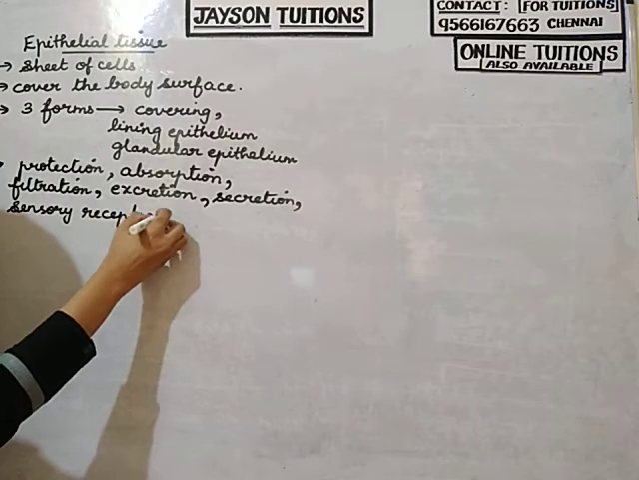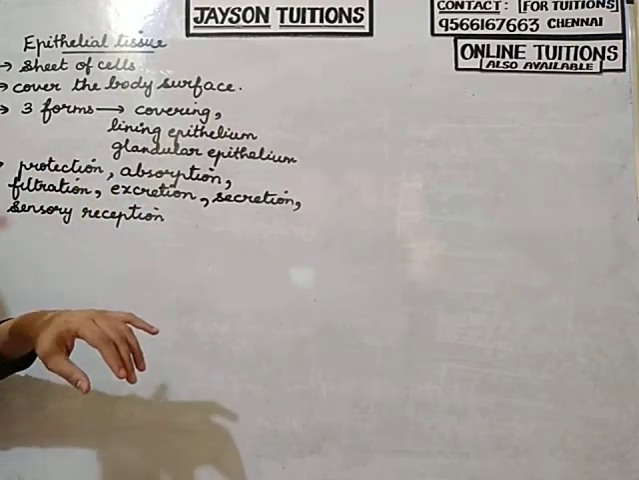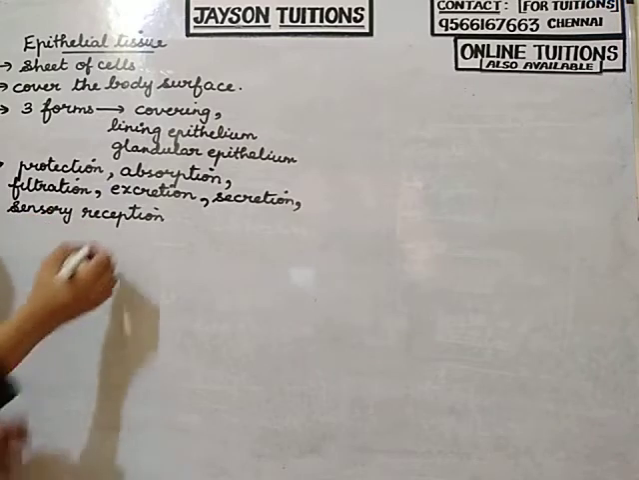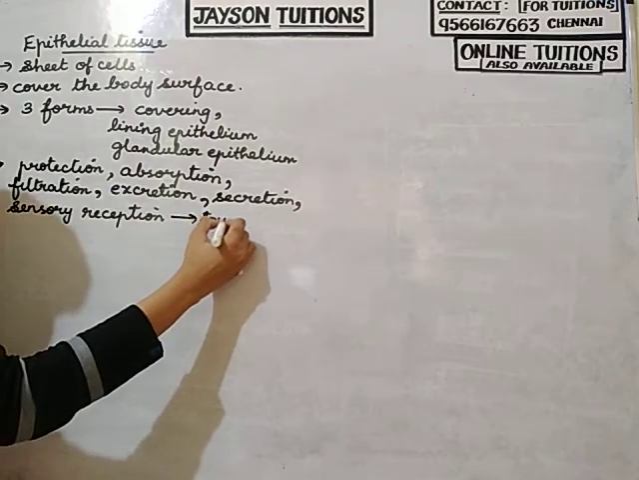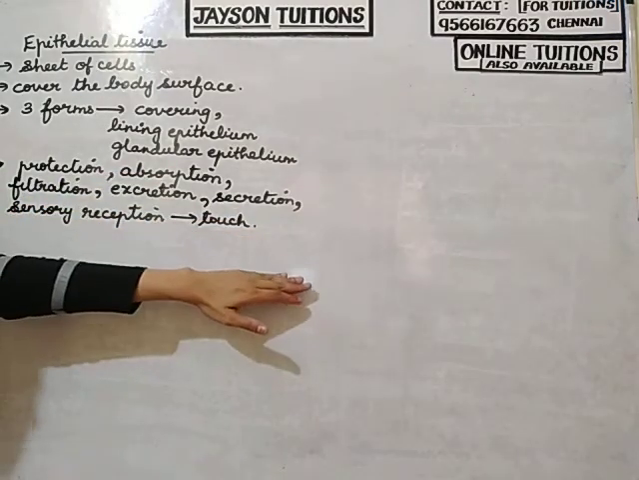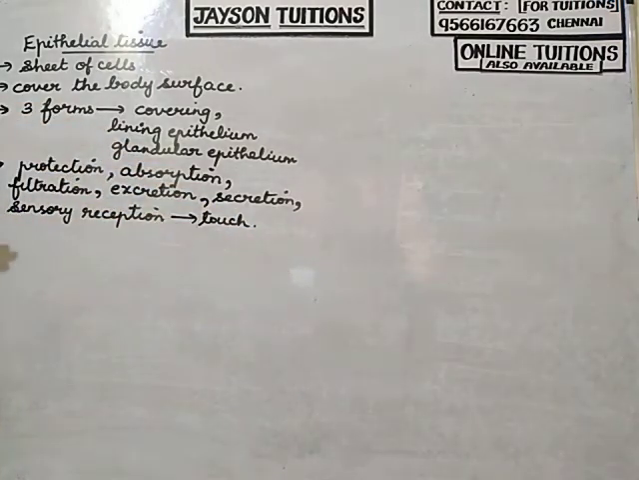Sensory reception means if somebody is touching you, you can feel that sense. Yes or no? So sensory reception means the feel of touch, the response to touch. If I touch any hot object, I will take my hand away immediately. So those types of things are done by this epithelial tissue. So how is this epithelial tissue divided?